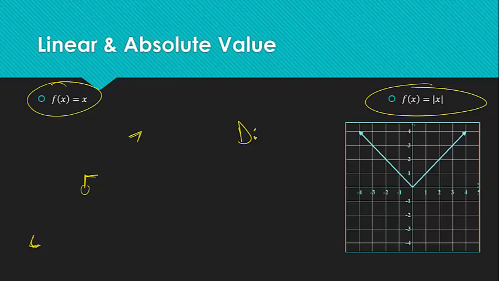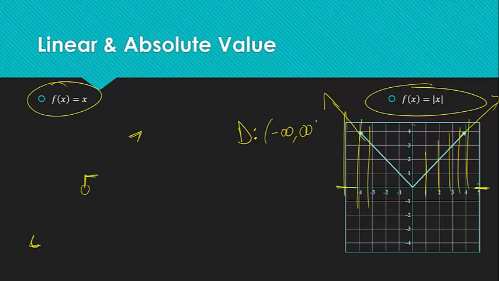Domain deals with the x-axis. So pretty much with the vertical line test, this goes on forever. So our smallest point for domain will be negative infinity, and then our greatest point, by the vertical line test, goes on forever, so we're going to have positive infinity. That's our domain of absolute value.